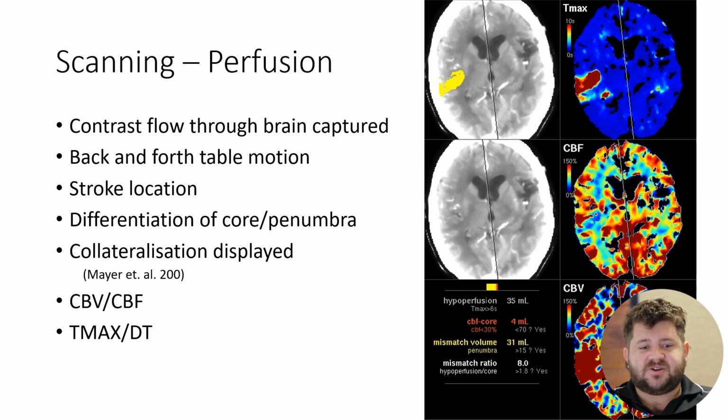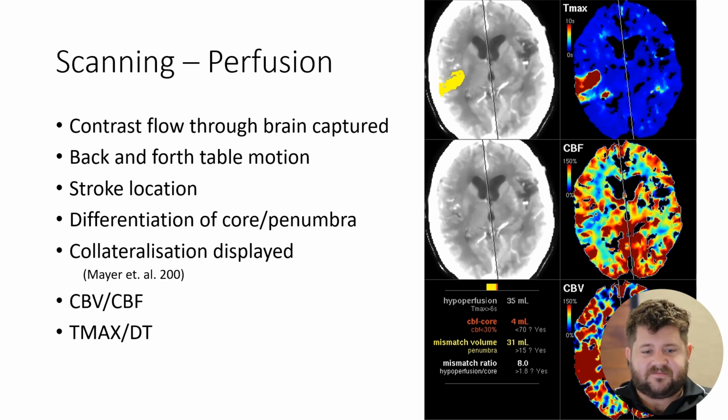The perfusion can also determine if there is collateralization of that area and display this. What we mean by that is that the main artery might not be giving flow anymore, but there are still other arteries that are giving flow to that brain tissue. So that increases again the chances of us being able to save that tissue.